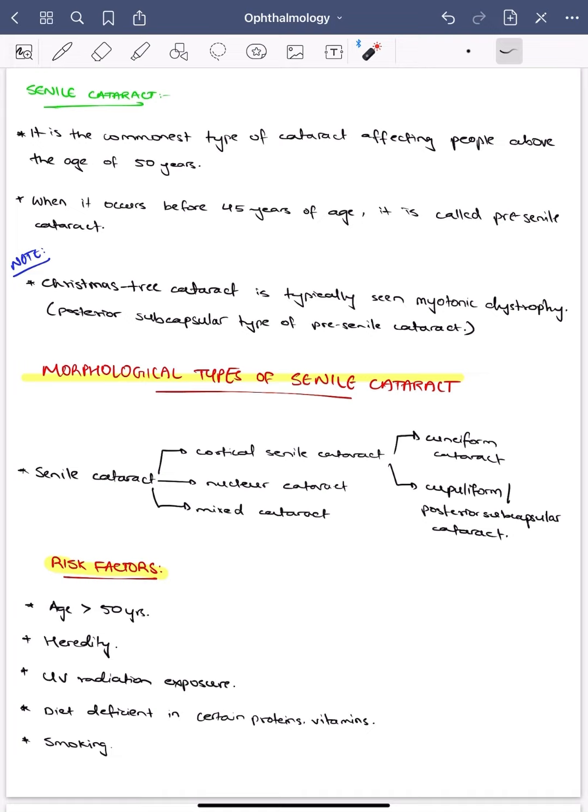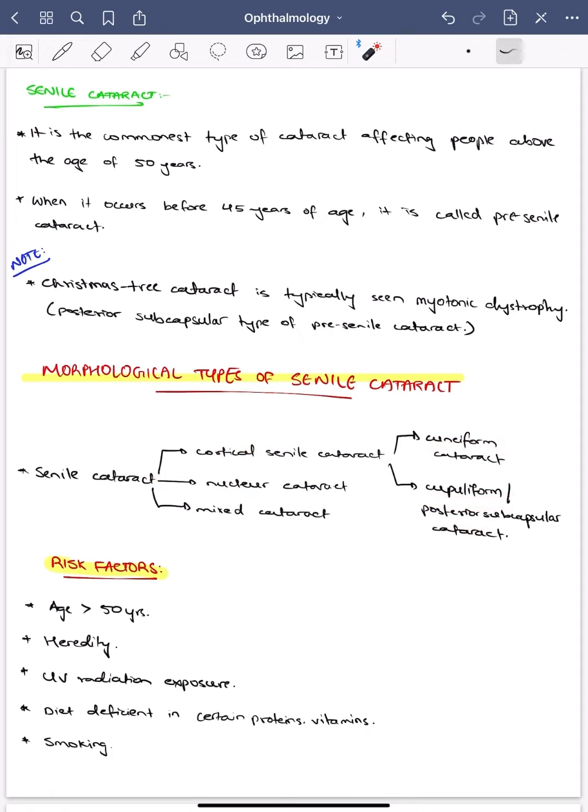Now, the cortical senile cataract is again divided into the cuneiform cataract and the cupuliform or posterior subcapsular cataract. So this is the morphological types. So senile cataract, we have cortical and nuclear and mixed. Cortical is again divided into cuneiform and cupuliform or posterior subcapsular cataract.